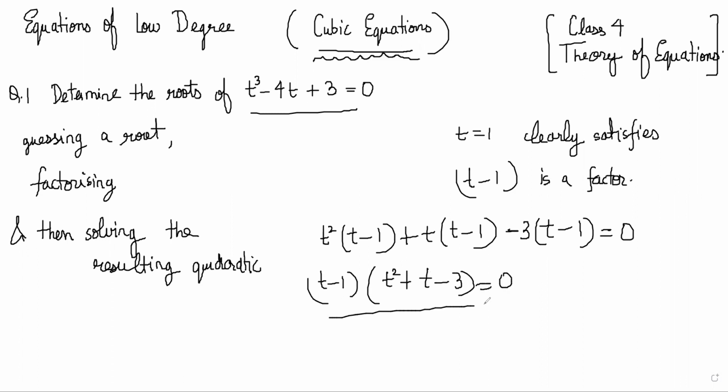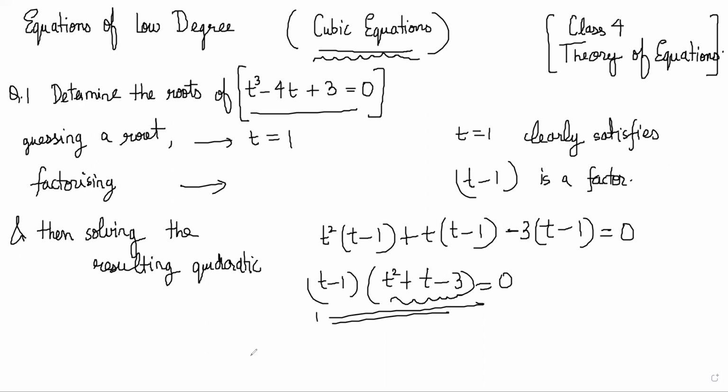So once you have factorized it, you get one root you already know, t is equal to 1. You have factorized in the second step, and now you just solve this quadratic, right? So getting the roots of this cubic is straightforward. But the problem arises when you don't know how to factorize, when you cannot guess one root. That is the point where things become difficult.